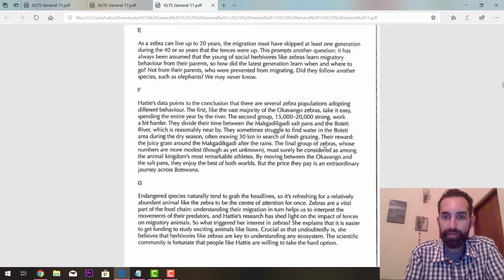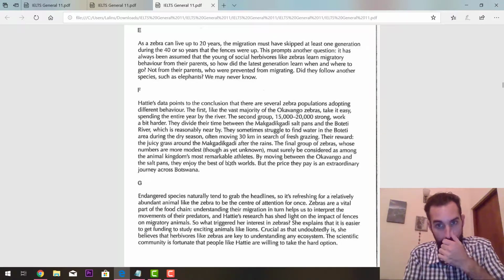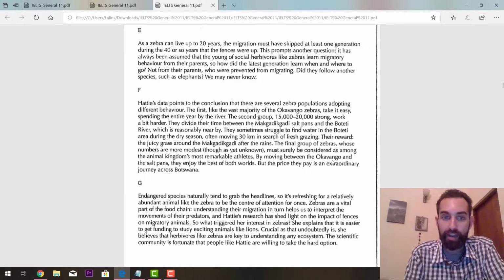The final group of zebras, whose numbers are more modest, though as yet unknown, must surely be considered among the animal kingdom's most remarkable athletes. By moving between the Okavango and the salt pans, they enjoy the best of both worlds. But the price they pay is an extraordinary journey across Botswana.